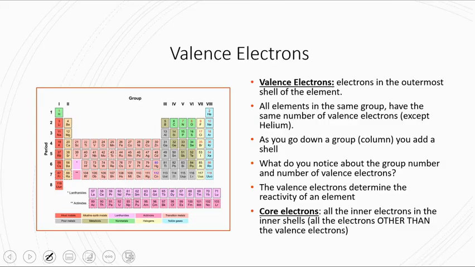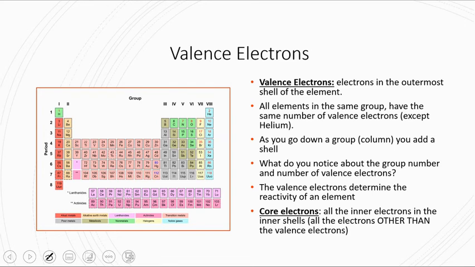So we just talked about valence electrons, but I wanted to make sure that I gave you some clear notes on valence electrons. Valence electrons are the electrons in the outermost shell, and they determine the reactivity of an element. All elements in the same group have the same number of valence electrons, except for helium. Helium is all the way over with the noble gases, but in the first energy level, you can only have a maximum of 2 valence electrons. As you go down a group, you add a shell, which means you add an energy level, so the valence electrons get further away from the nucleus.